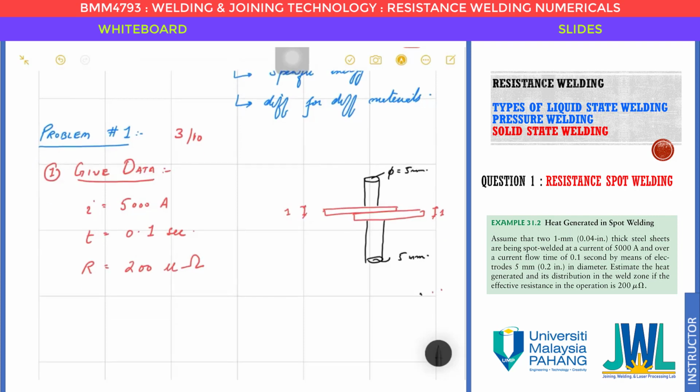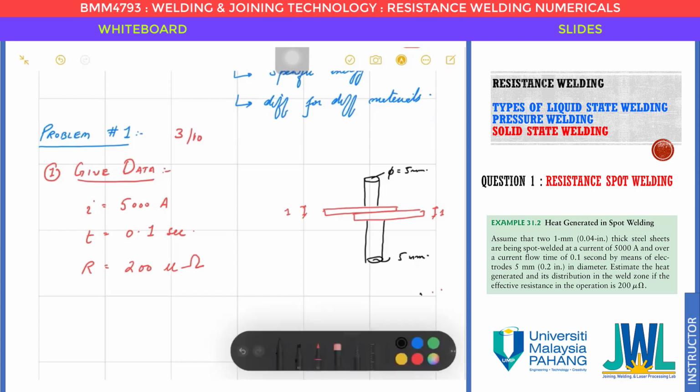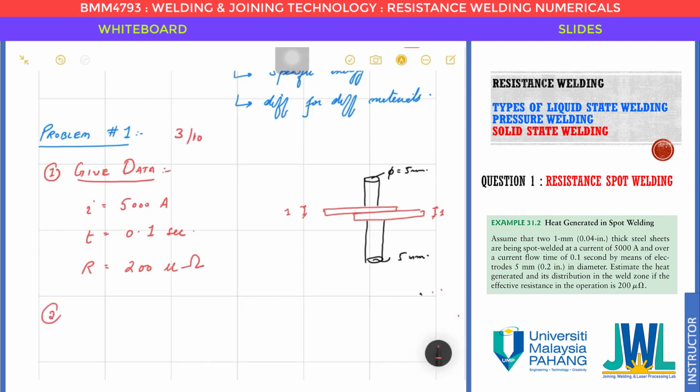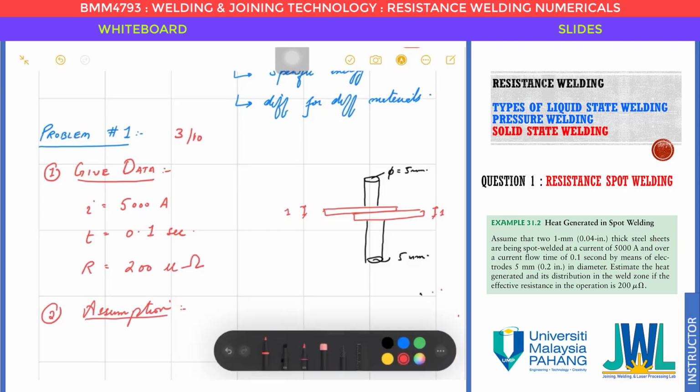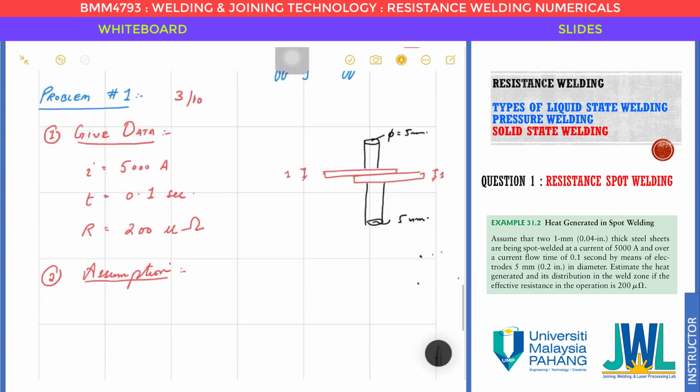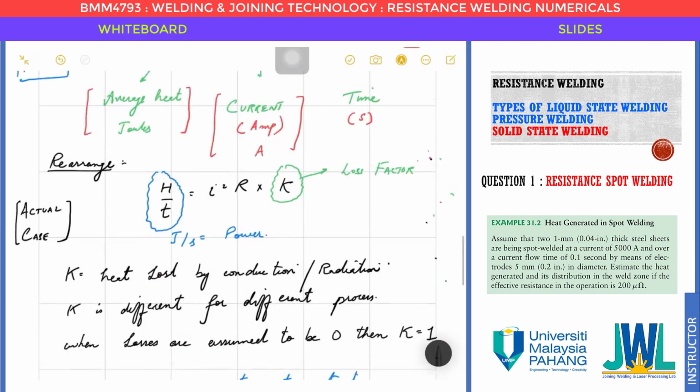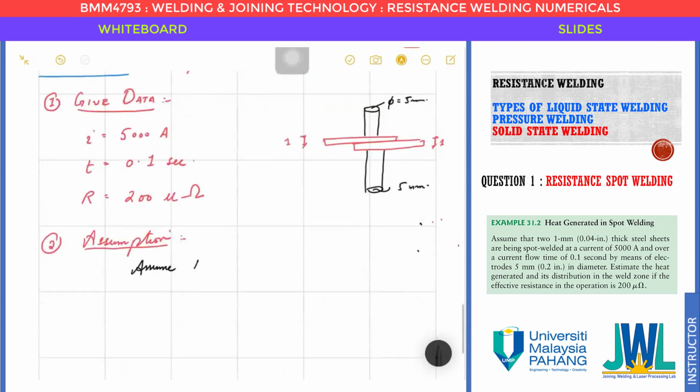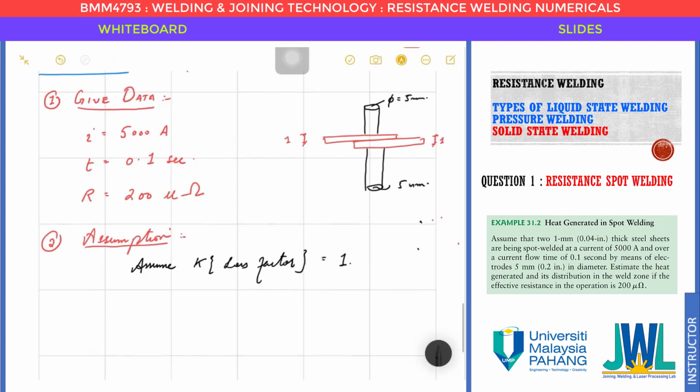Now before I solve the numerical, I need to write the assumptions. Because the process efficiency is not given, we are going to assume K, which is the loss factor, is equal to 1 because the efficiency is not given. So you've got 1 mark for this.